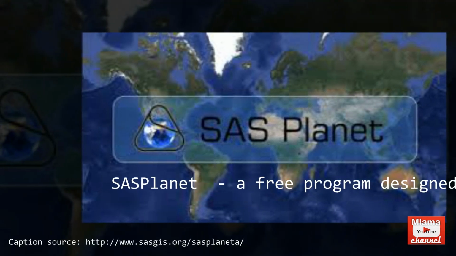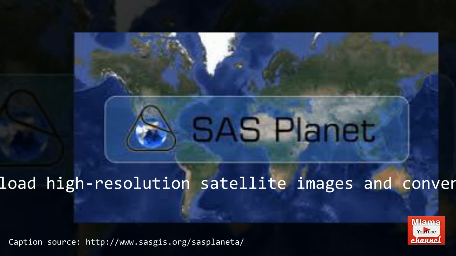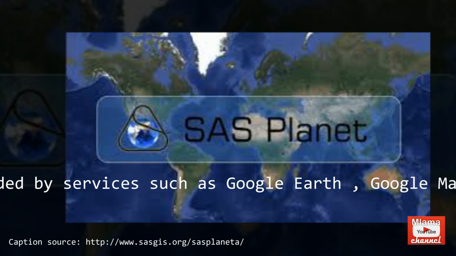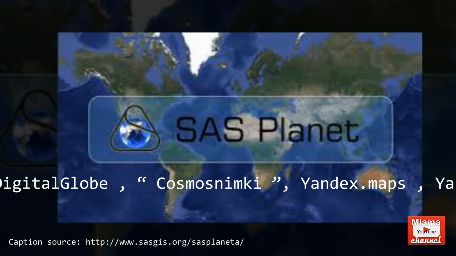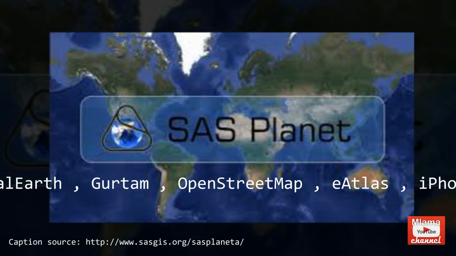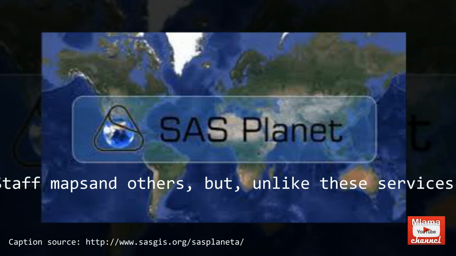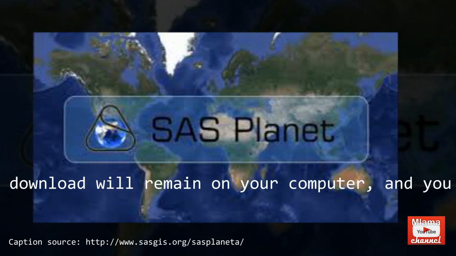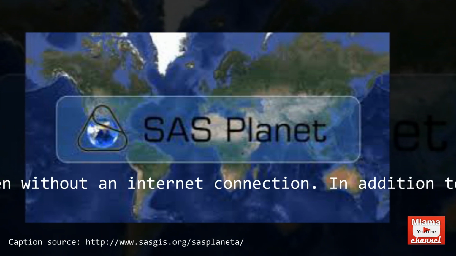SASPlanet is a free program designed to view and download high-resolution satellite images and conventional maps provided by services such as Google Earth, Google Maps, Bing Maps, Digital Globe, Cosmos Nimki, Yandex.maps, Yahoo Maps, Virtual Earth, Gurdam, OpenStreetMap, eAtlas, iPhone Maps, General Staff Maps and others. But unlike these services, all the maps you download will remain on your computer, and you can view them even without an internet connection.